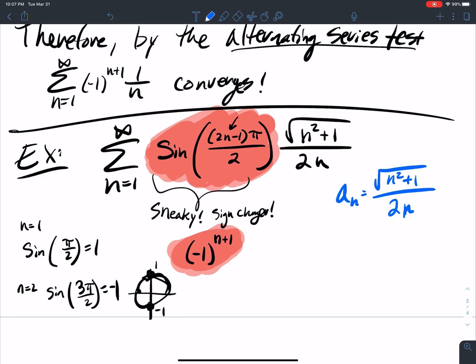Okay? Over 2n. Now, what I want to do is make sure that this thing is positive. Okay? So for n greater than or equal to 1, what do I know? n squared plus 1, that's definitely greater than or equal to 0, right? Now, 2n is greater than or equal to 2, that's greater than 0. So the square root is still greater than 0, right? So something that's positive divided by something that's positive, that's definitely positive.